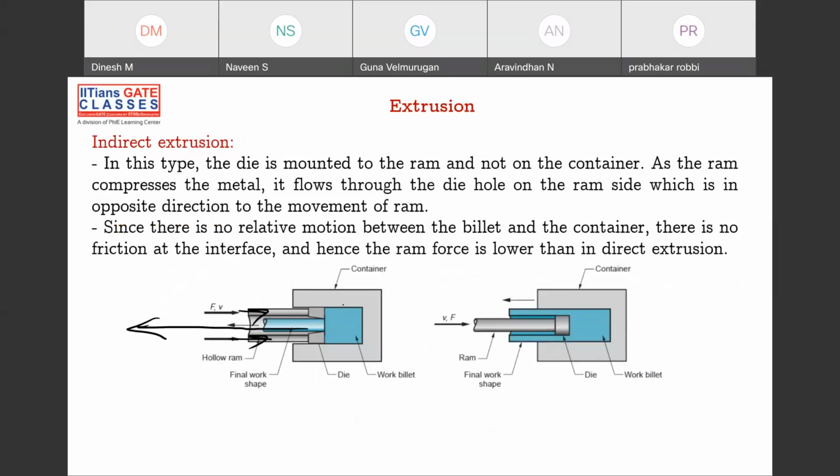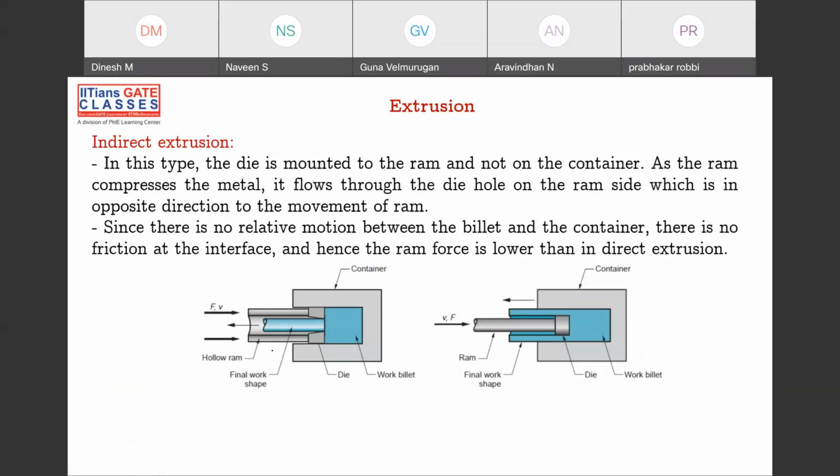And you see, there is no relative motion between the workpiece and the container, isn't it? As there is no relative motion, there is no friction. As there is no friction, there is no need to apply extra force to overcome that friction, right? So you have avoided that. That's the reason we do this backward extrusion.